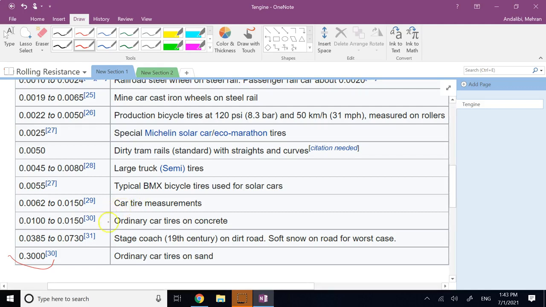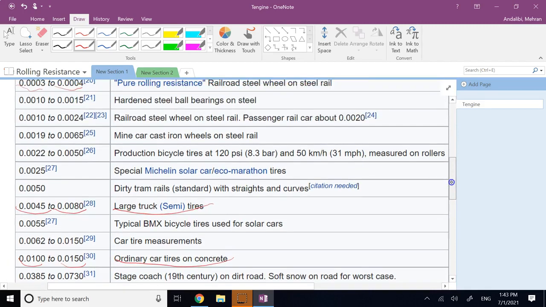For ordinary cars on concrete, which is for many of our roads, you're looking at 0.01 to 0.015, and it depends on so many conditions. Okay, so for large truck tires, semis, it is 0.004 to 0.008. So you see probably for regular cars on concrete, you have bigger numbers than the semis. Why? Because the diameter is big, and we'll talk about it.